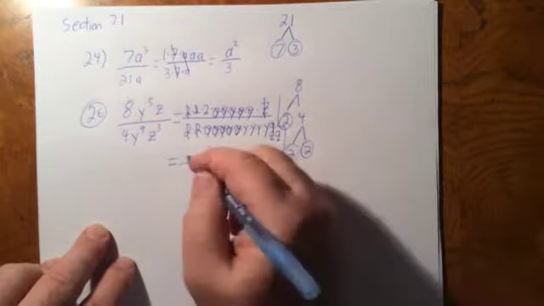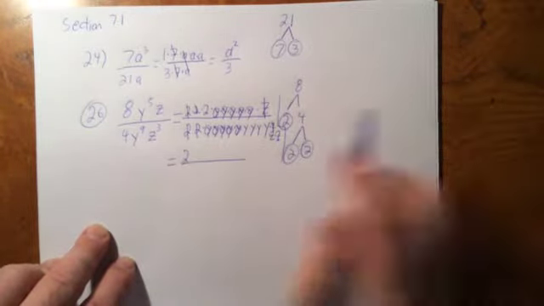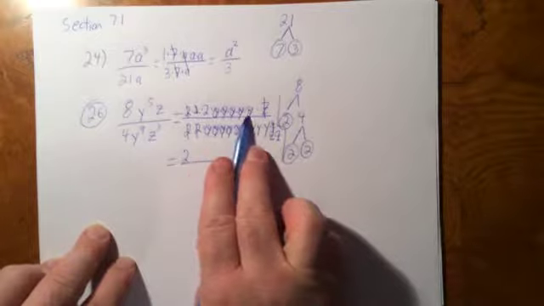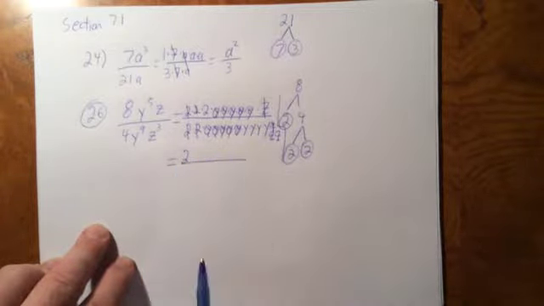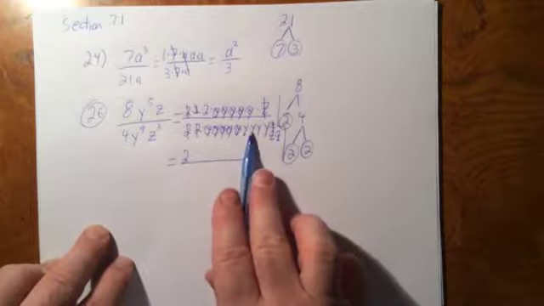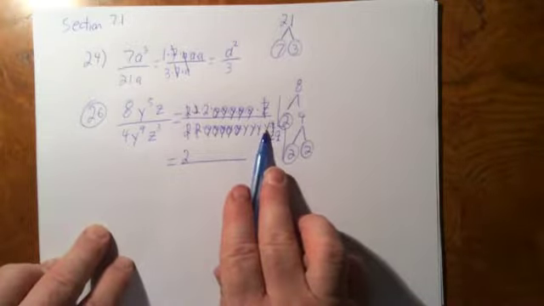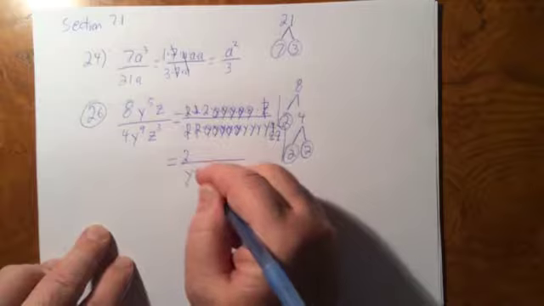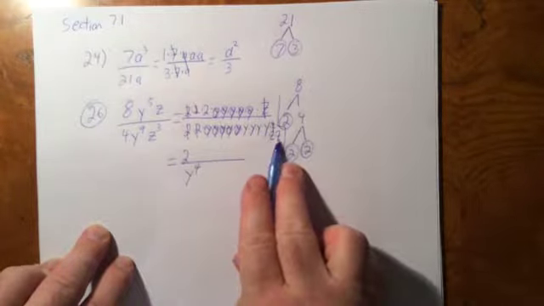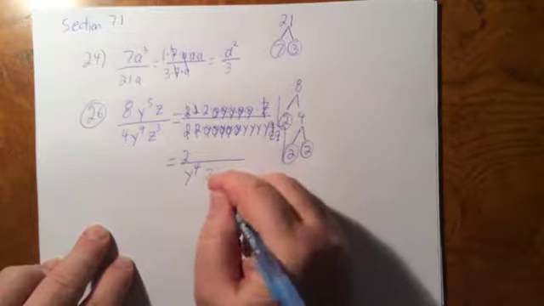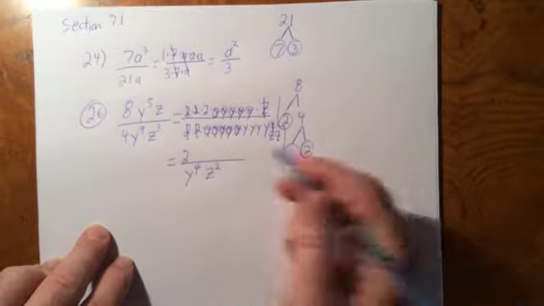For the numbers, I have a 2 left in the numerator. I have no y's left. I have no z's left. So the top will only be 2. In the denominator, I have 1, 2, 3, 4 y's. That will produce for me y to the 4th. I also have here z times z, which will simplify to z to the 2nd.